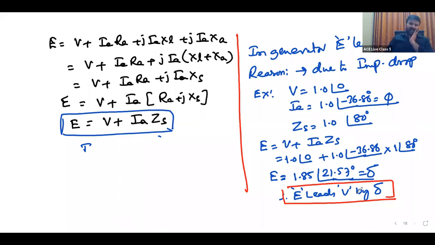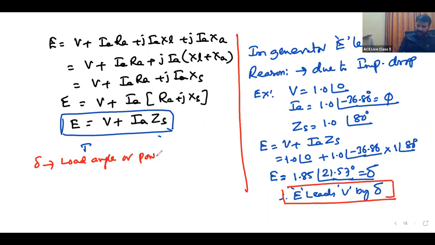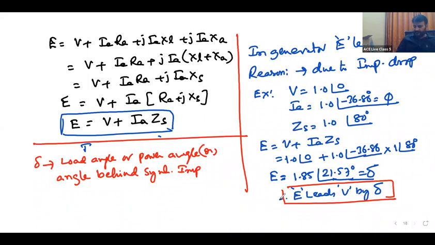That's the reason V is at angle 0 and E at delta. Delta is called the load angle, or power angle, or it is also called the angle behind synchronous impedance. Angle behind synchronous impedance.